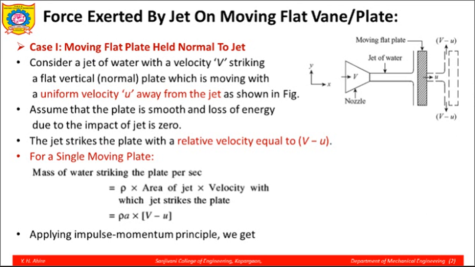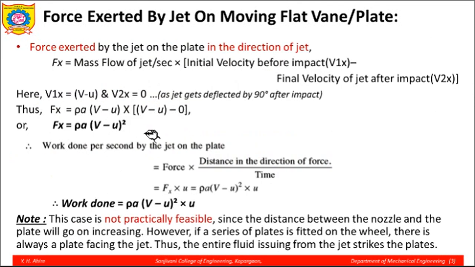So after impact there is no flow in the x direction, that's why V2x is 0. So finally Fx is equal to rho A (V minus u). This is mass flow rate multiplied by V1x, which is V minus u, minus V2x, which is 0. So the formula of force exerted in the direction of the jet, Fx, is equal to rho A (V minus u) whole square.